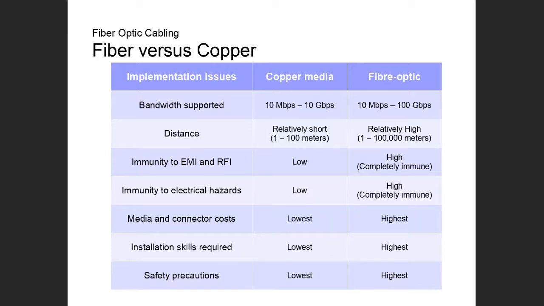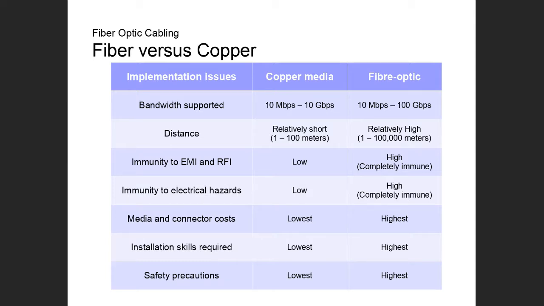Copper media's big distance problem is it's only good for 100 meters, 328 feet. So if we want something longer, well, it's more than 328 feet between our classroom building and the library, for example. So we have to use fiber optic cable to connect together all the buildings we have on our campus. To go between our campuses, well, it's 18 miles between here and downtown and between here and Northeast Campus. So we would use fiber optic cable for that because it can go much longer distances.